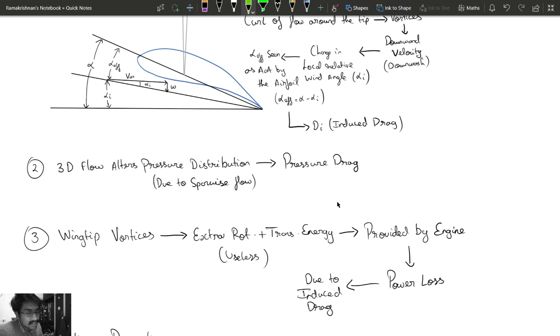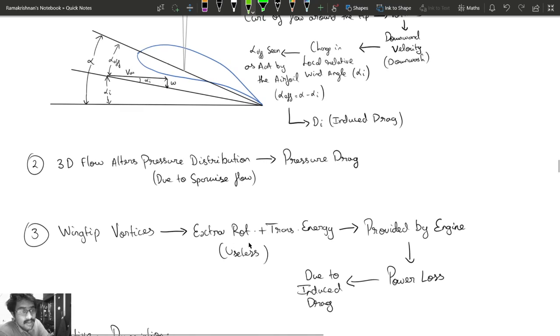And that extra energy is provided by the engine only, and that is not the actual purpose of the engine. So it is an extra power that the engine is delivering, and that is a power loss which is also due to the induced drag. So these are three approaches of looking at how induced drag is produced.